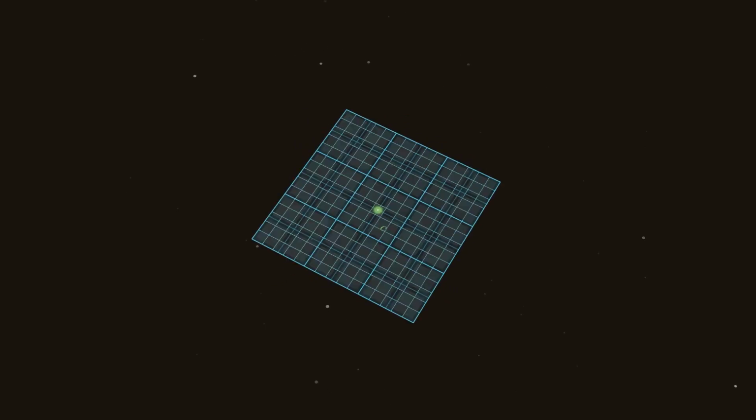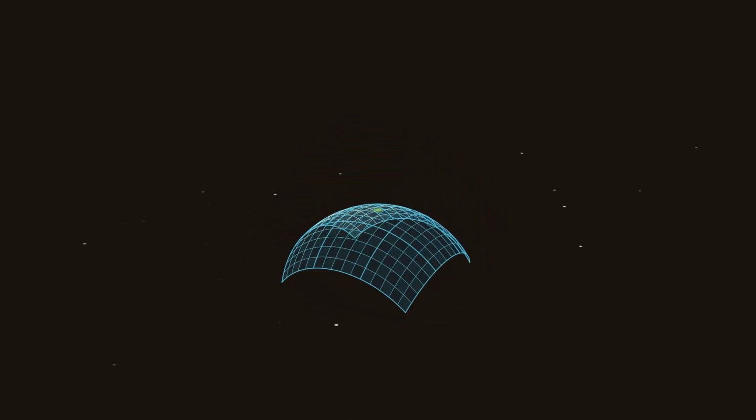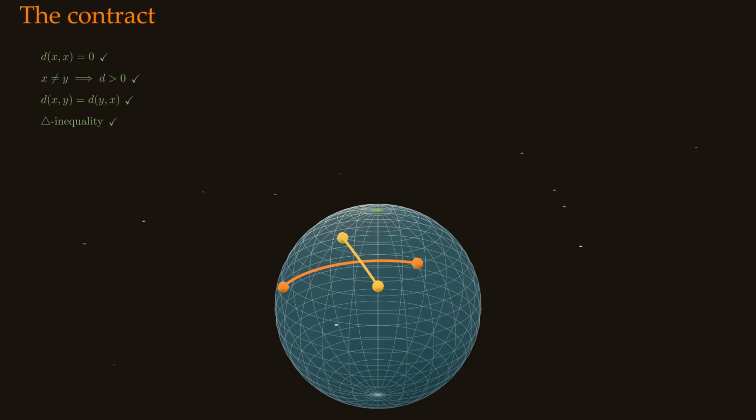Or step off the flat ground entirely and stand on the surface of a globe. Up here, the distance between 2 points is the length of the shortest curve that hugs the surface between them. Straight lines don't even exist on a sphere, but distance still does. And it still keeps all 4 promises.